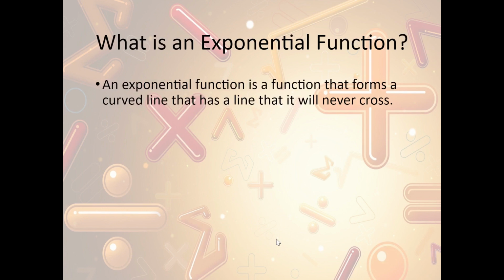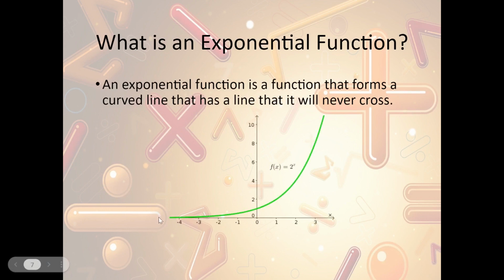Now what is an exponential function? An exponential function is a function that forms a curved line that has a line that it will never cross. For instance, this is an exponential function. It's a curved line, it's a single curve, it starts low and works its way up. It could go this direction also, start high and work down. But it has a line it never crosses. Notice this line gets really flat here at the x-axis. It will never cross the x-axis. So there's a line here that it'll never cross. In this direction, it'll keep going and going and going and get really steep.